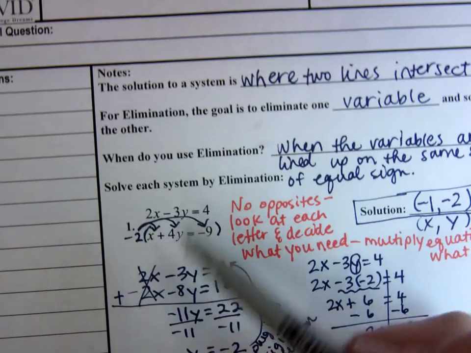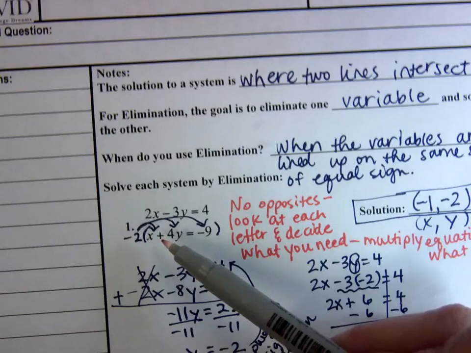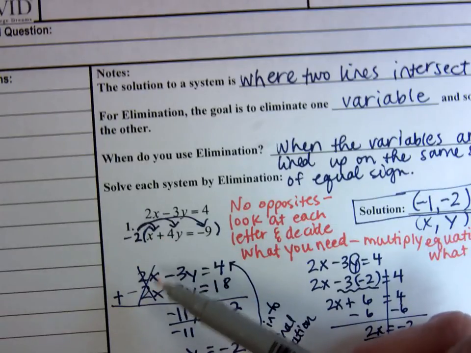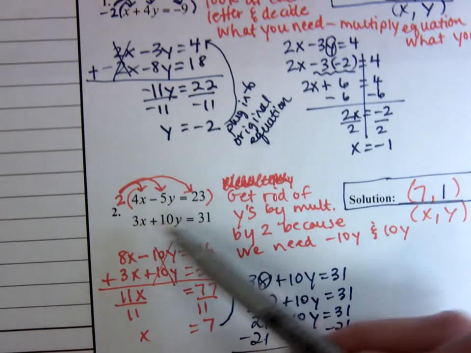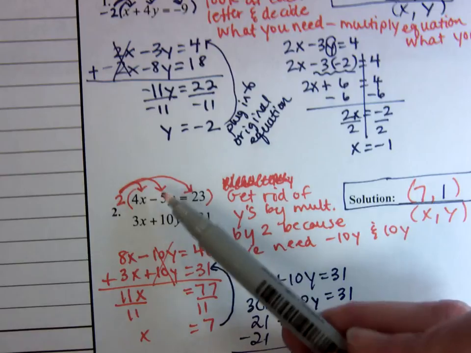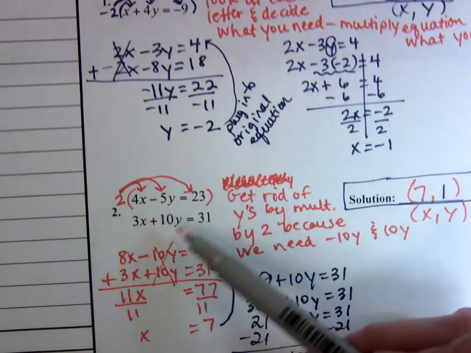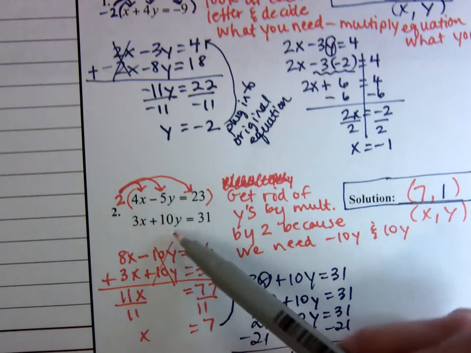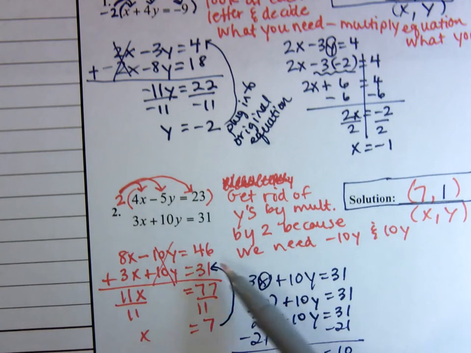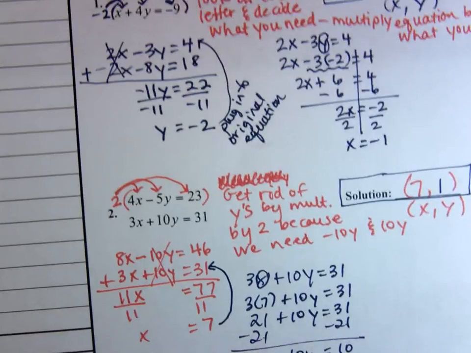Let's go back to the first couple and see what the magic number was there. What was the magic number on number 1? Which one did we get rid of? We got rid of the x, so the magic number was a 2x and a negative 2x. On number 2, what was the magic number? It was a 10y and a negative 10y. Okay, so we're looking for a magic number so that we can eliminate one of the letters and then solve to get both your x and your y, the first and second coordinates.